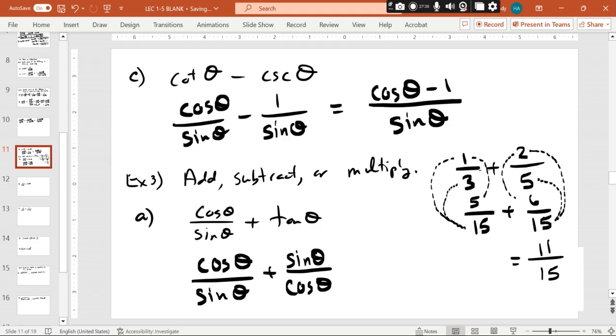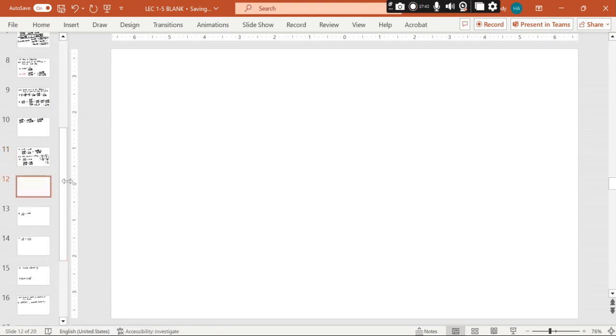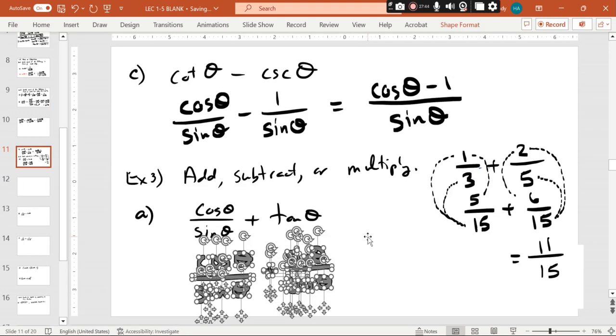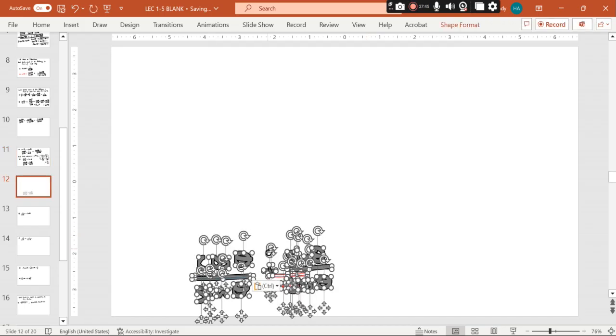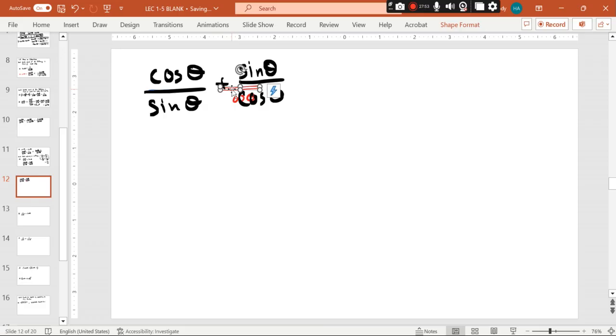You ready? I need a little more space. All right, here's my space. That's some interesting stuff there. Okay, whatever that was.